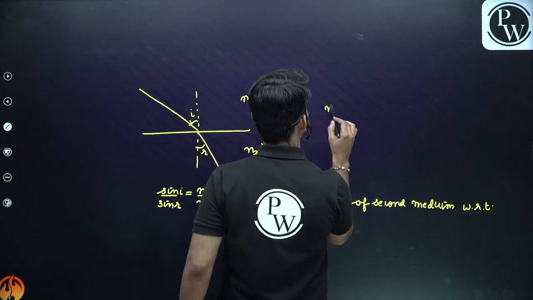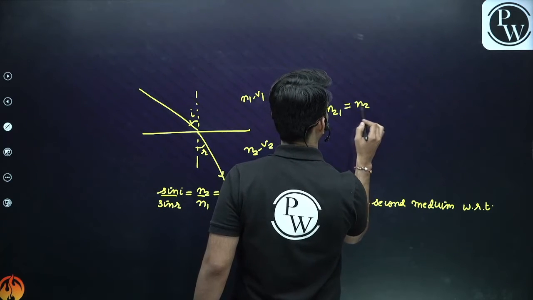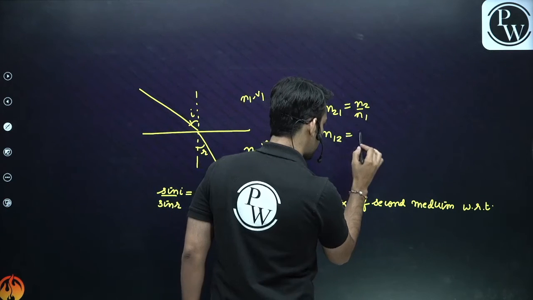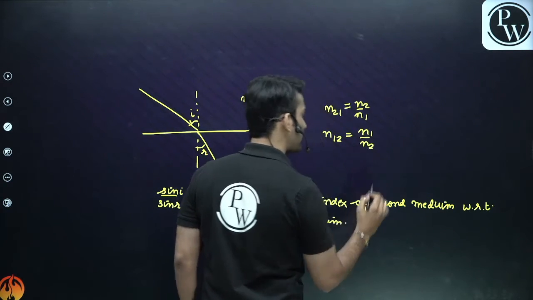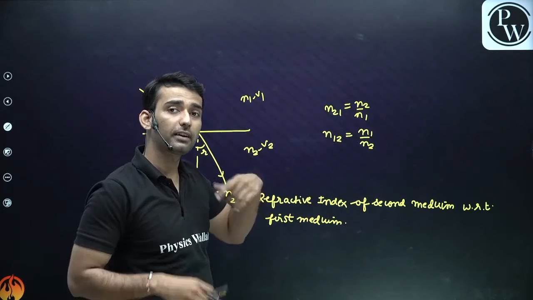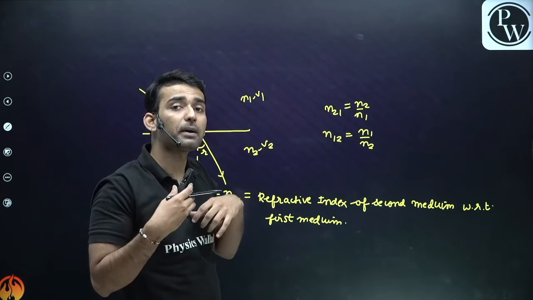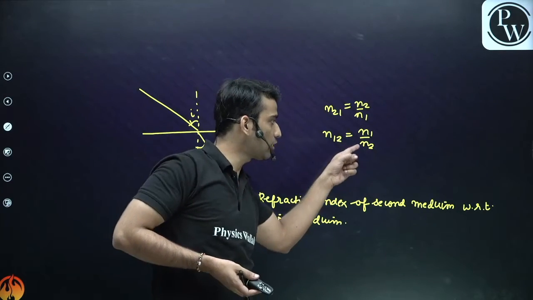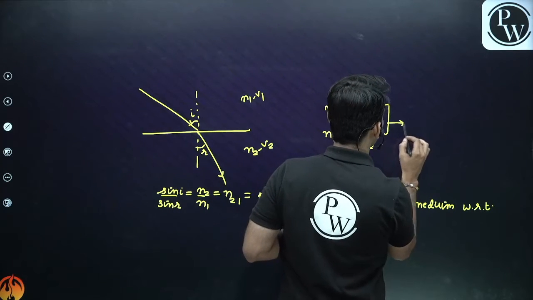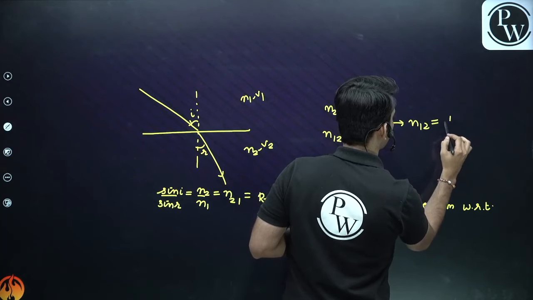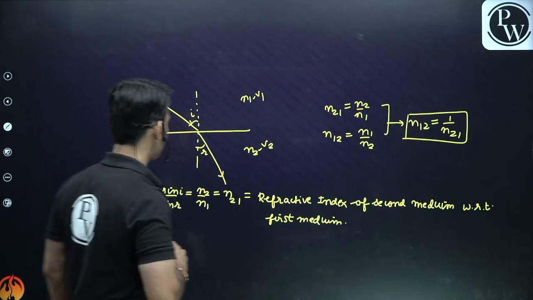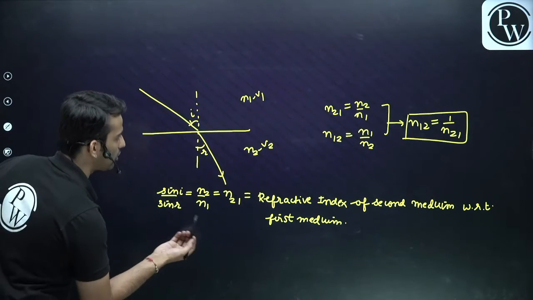Clear guys? So what is n21? It is n2 upon n1. But if I ask you n12, it will be n1 upon n2. That is refractive index of first medium with respect to second. The one with respect to which we find comes in the denominator, right? So guys, what can you infer from these two equations? That n12 is nothing but the reciprocal of n21. Okay, clear guys? Fine.